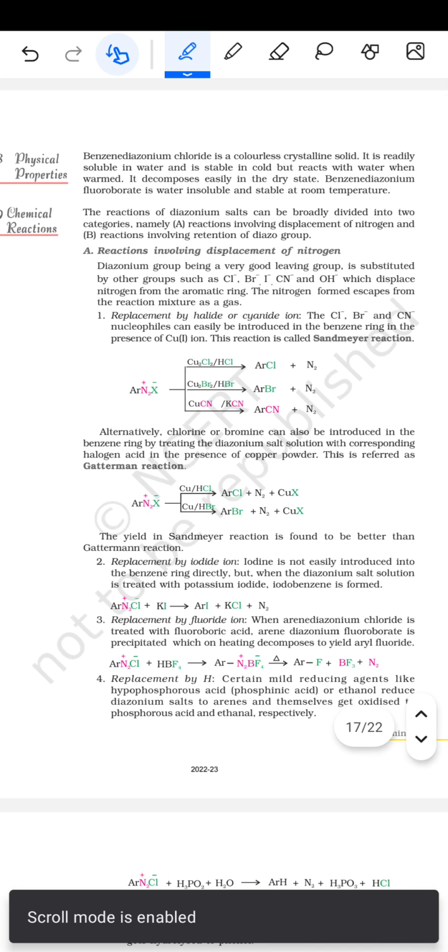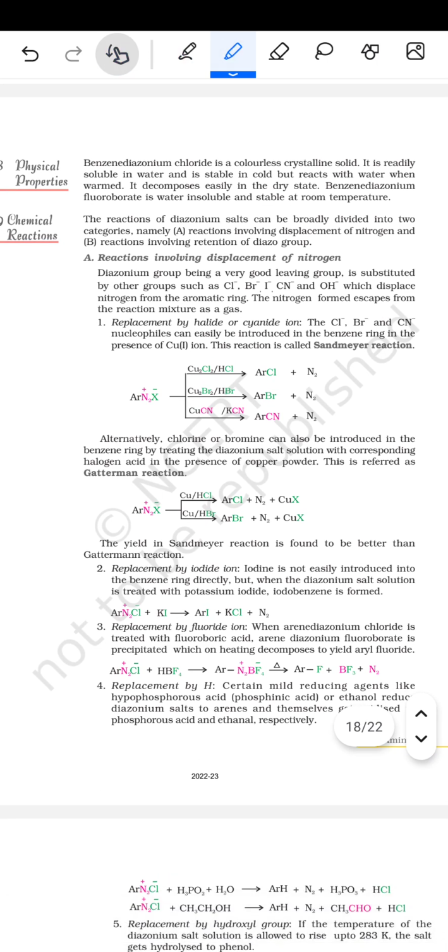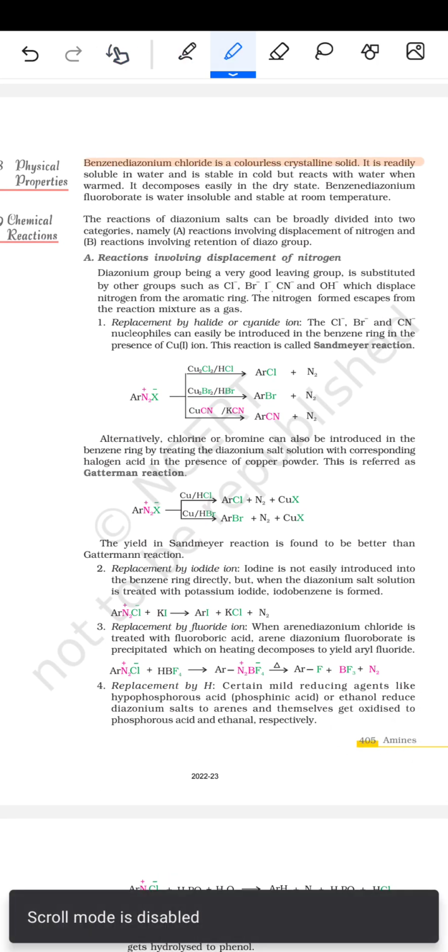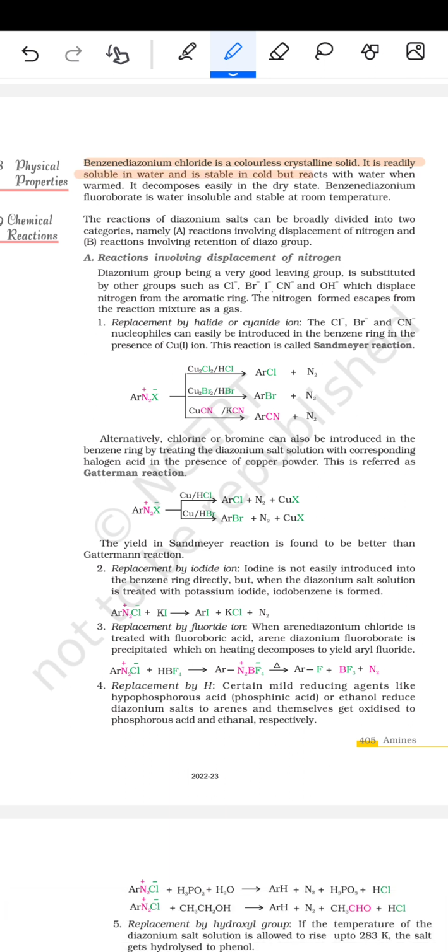इसके फिर आता है फिजिकल प्रॉपर्टीज. तो benzene diazonium chloride is a colorless crystalline solid. It is readily soluble in water and is stable in the cold but reacts with water when warmed. It decomposes easily in the dry state. Benzene diazonium fluoroborate is water insoluble and stable at room temperature.